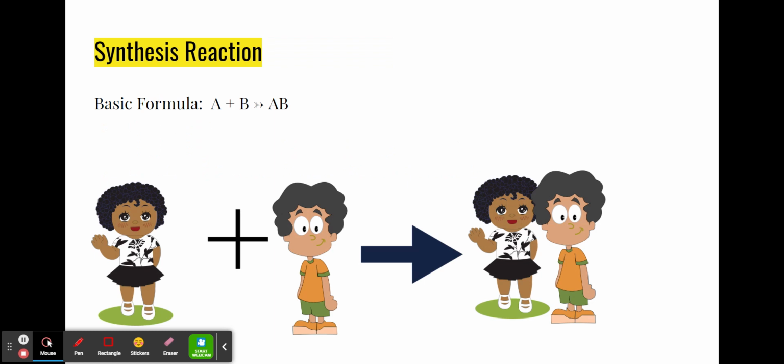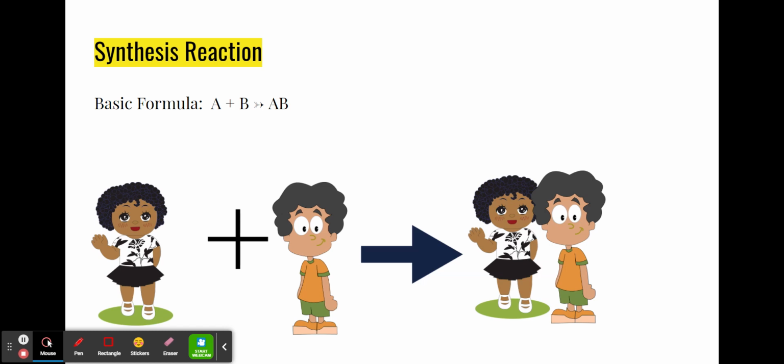So the first one is the synthesis reaction. The basic formula is A plus B yields AB. So the thing that you want to remember is that you start off with two single elements and you yield a compound. Every now and then you may start off with a compound and an element, and then you make an overall one compound. So key things to remember is that two separate things become one. You will have two separate reactants and one product in your synthesis reaction.